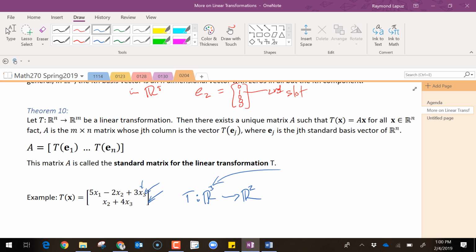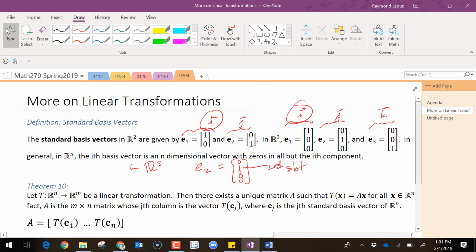So this is coming from R3, so we want to be able to put in 3 vectors, the standard basis vectors for the domain, E1, E2, and E3. So again, it's 3-dimensional, so it's the IJK vectors.